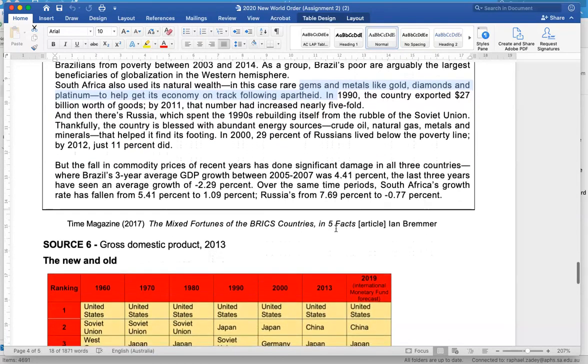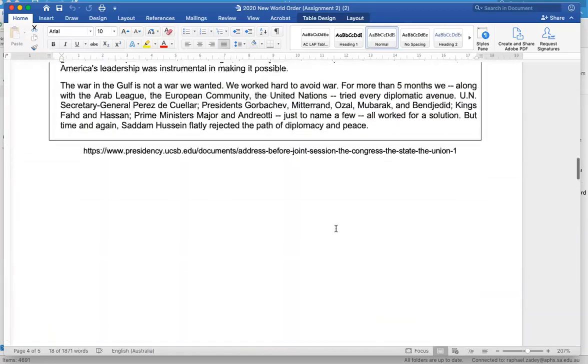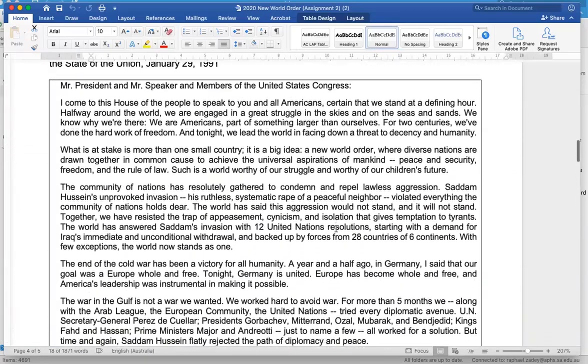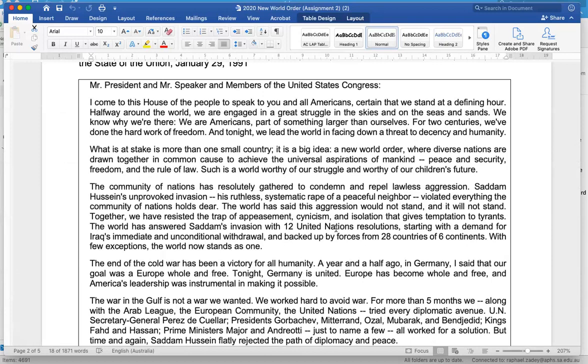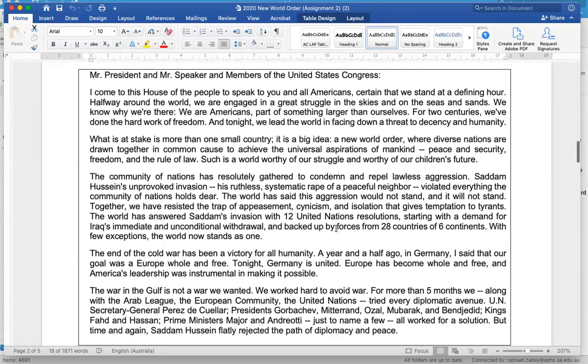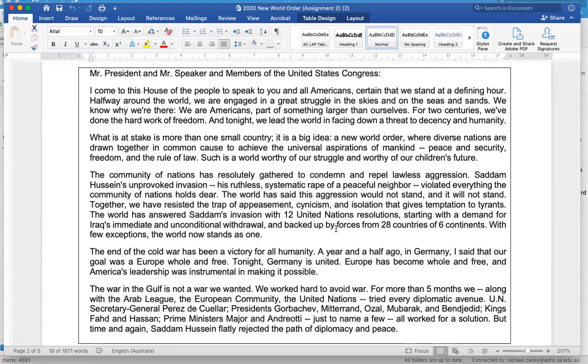And question 5 asks us to examine source 2. I'll just come back to it. Okay, and what are the strengths and limitations of using political speeches? This is an interesting one here. Let's have a look at it. So what are the strengths?